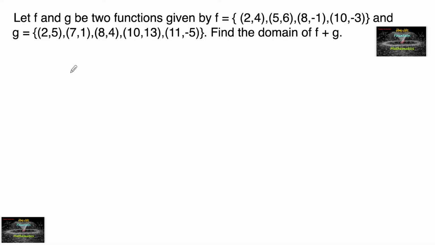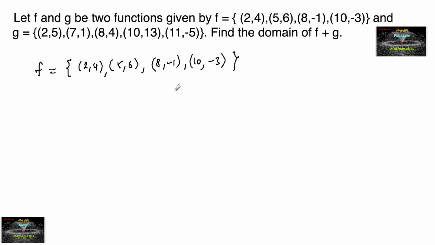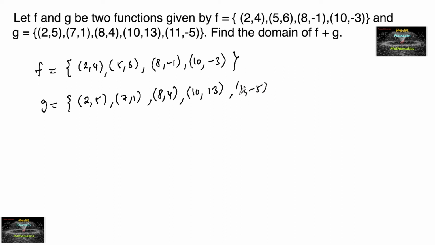Let f and g be two functions given by f equals {(2, 4), (5, 6), (8, -1), (10, -3)}. And g is a function whose mapping is given by {(2, 5), (7, 1), (8, 4), (10, 13), (11, -5)}.